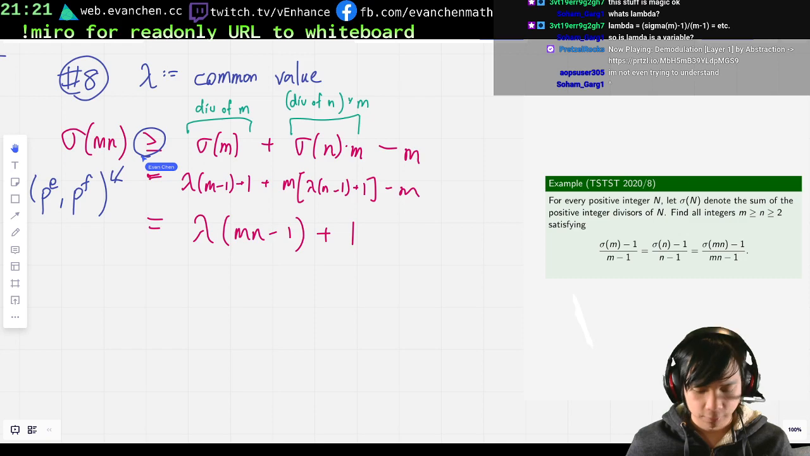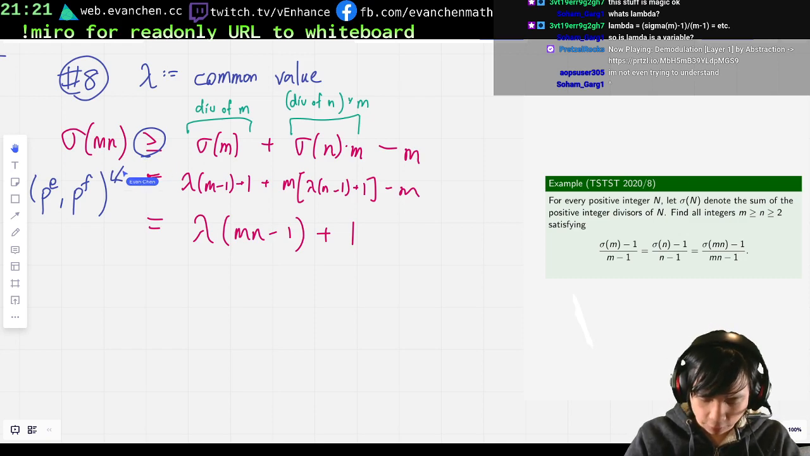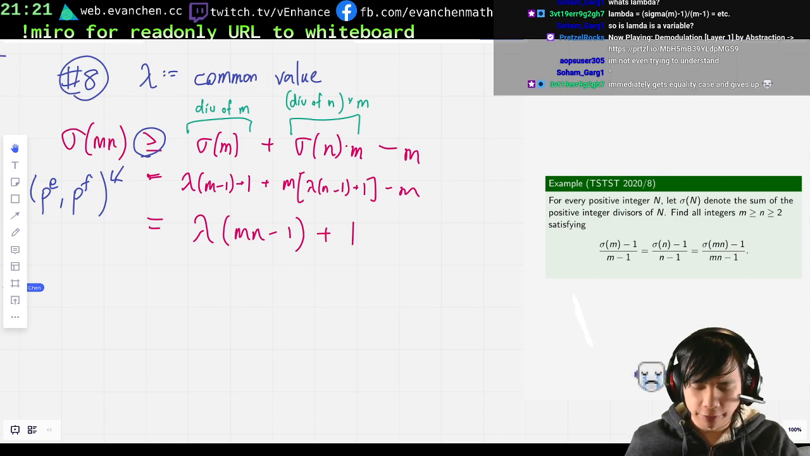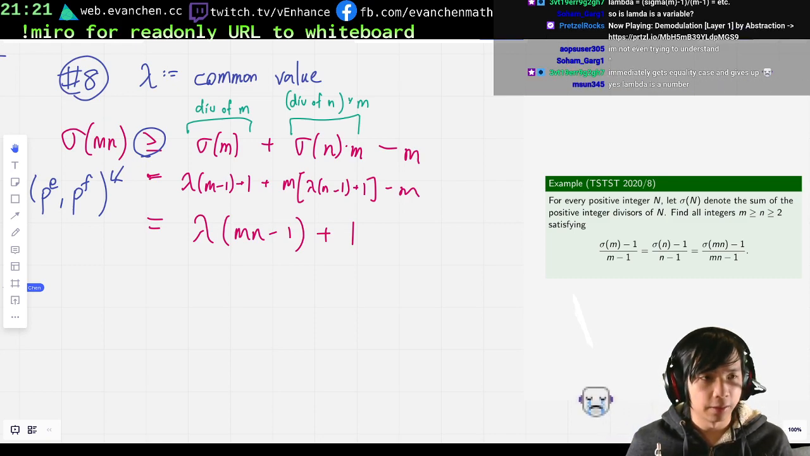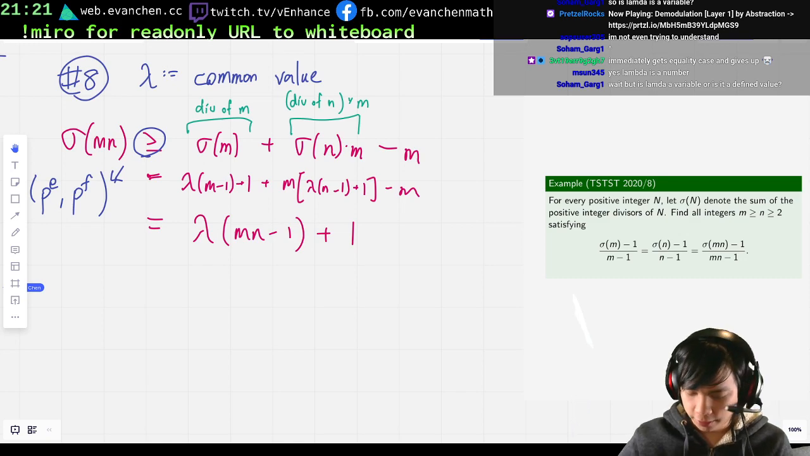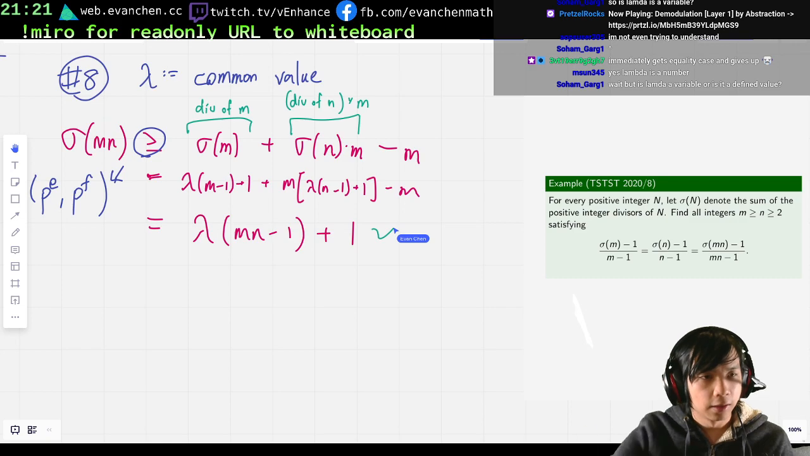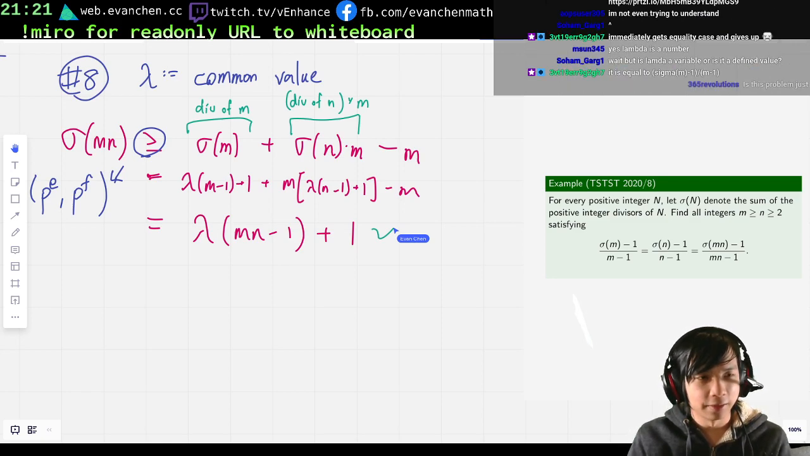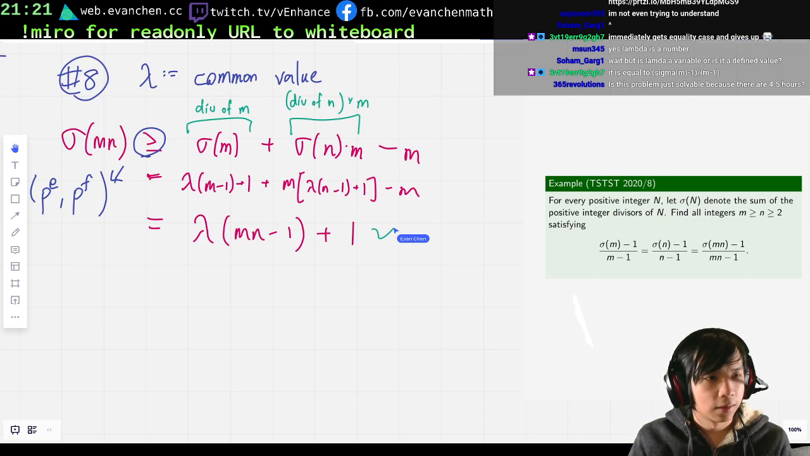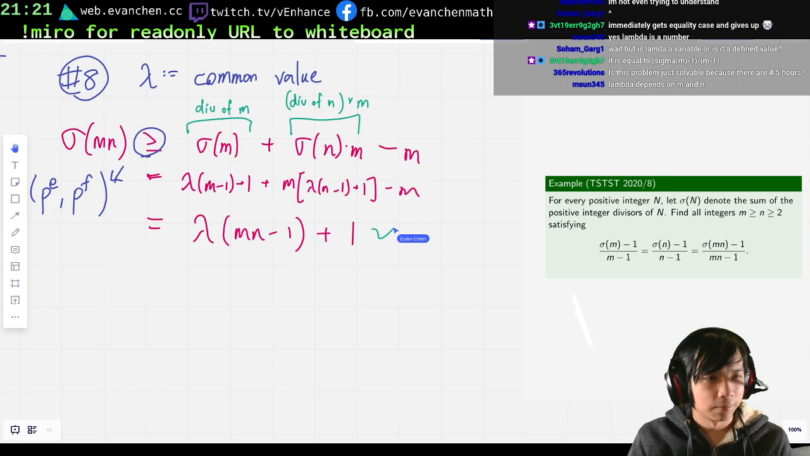And yeah, so when m and n are both prime powers, the greater than or equal sign is actually exactly an equal sign, and so that's why you're not surprised when you get the right quantity at the end. Is lambda a variable or a defined value? It is a value that depends on m and n.